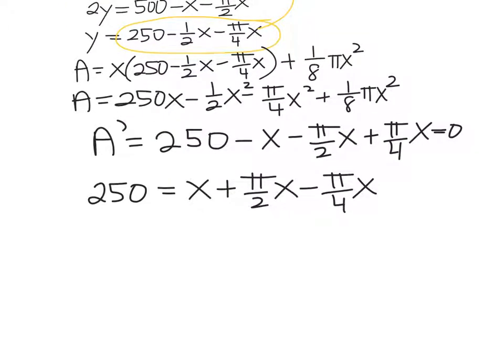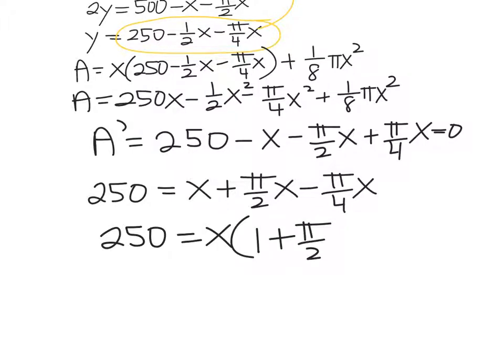And in order to solve this, I need one x. I've got 3 of them. I need to combine them all together. You can factor an x to the front. Okay? So you get 250 equals x times 1 plus pi over 2 minus pi over 4. That's just a constant. I could have combined those all together. I just didn't want to deal with the fractions and stuff. And then your last step finally would be to divide by that whole thing.